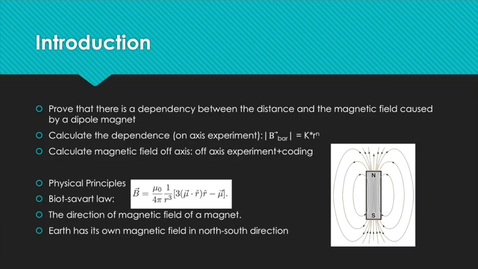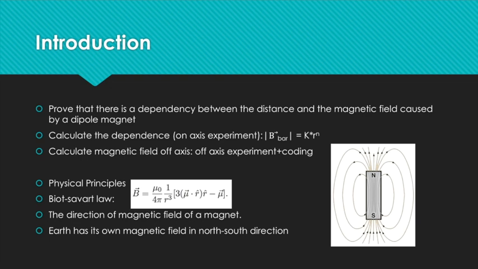The purpose of this lab is to prove that there is a dependency between the distance and the magnetic field caused by the dipole magnet, and we need to calculate the dependence using the on-axis experiment with the help of the equation I listed. We also need to calculate and compare the magnetic field off-axis using both the experiment and the coding portion. The physical principles behind this lab are simple.